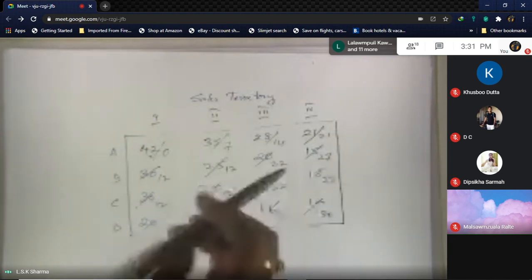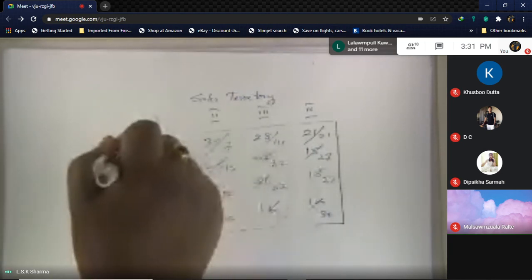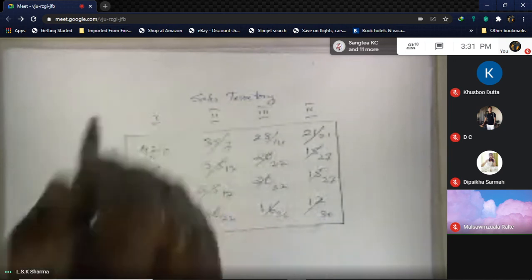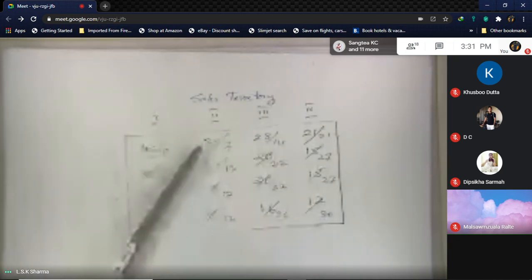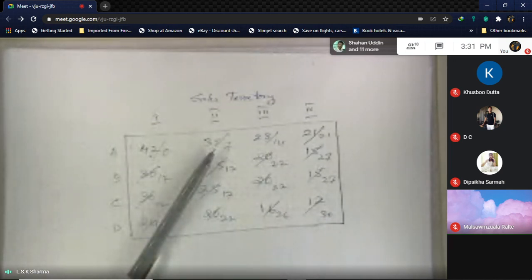When you find the final solution, you take the actual figures from table 1. That will give you the maximization of your salesman allocation. And this is what we call the traveling salesman problem.